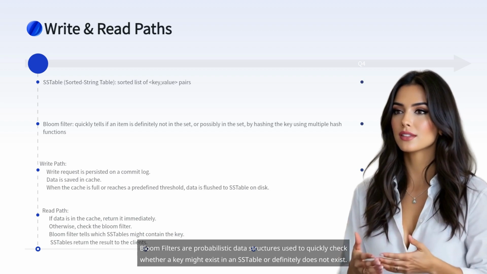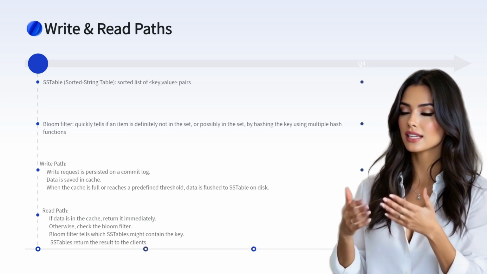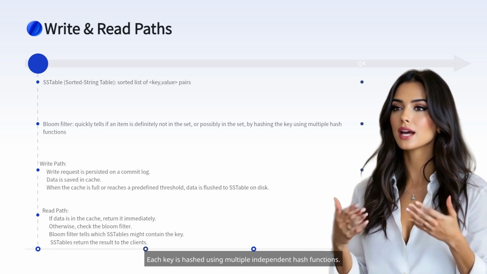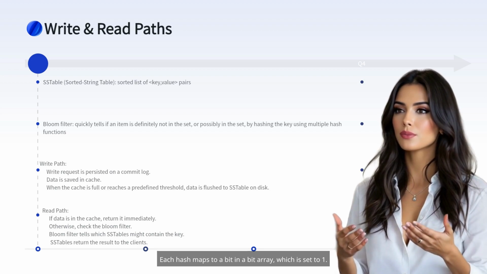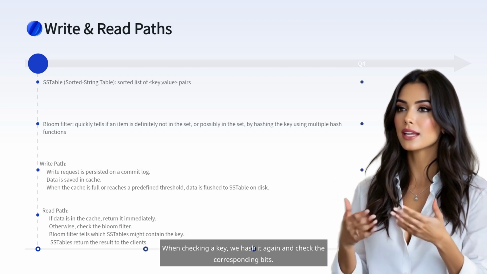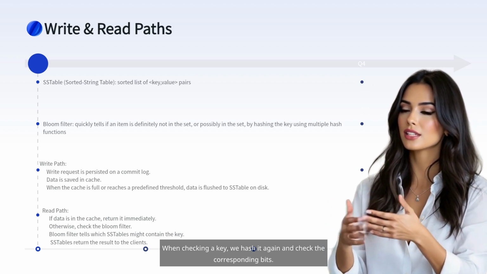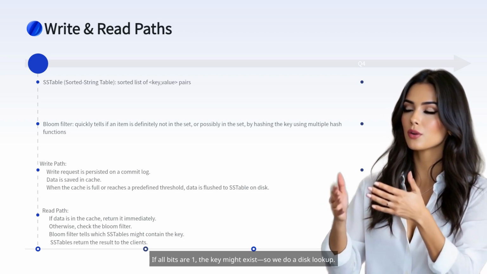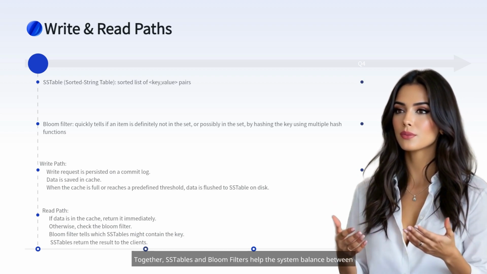Bloom filters are probabilistic data structures used to quickly check whether a key might exist in an SSTable or definitely does not exist. How it works. Each key is hashed using multiple independent hash functions. Each hash maps to a bit in a bit array, which is set to 1. When checking a key, we hash it again and check the corresponding bits. If any bit is 0, the key definitely does not exist. If all bits are 1, the key might exist, so we do a disk lookup.